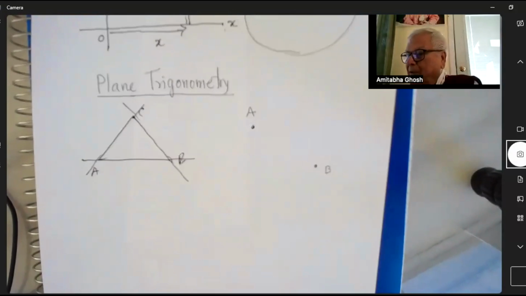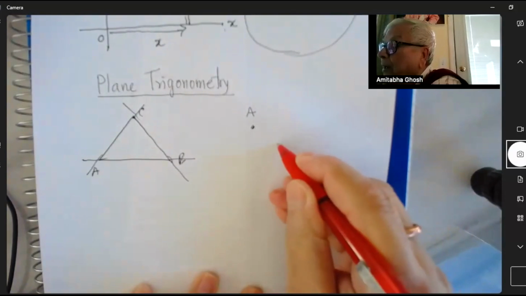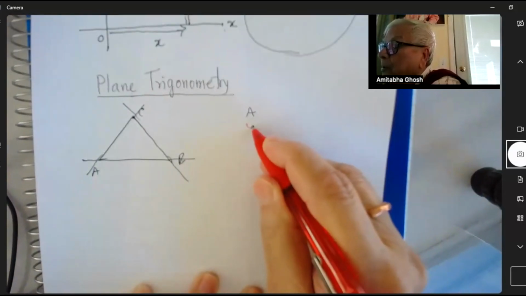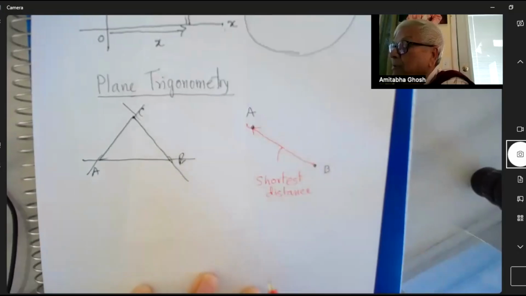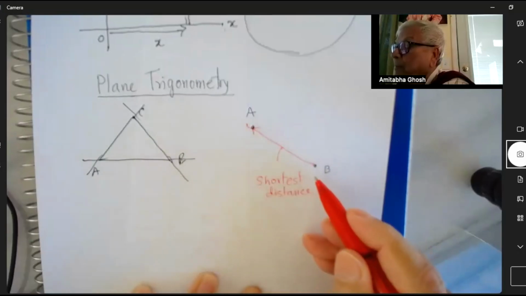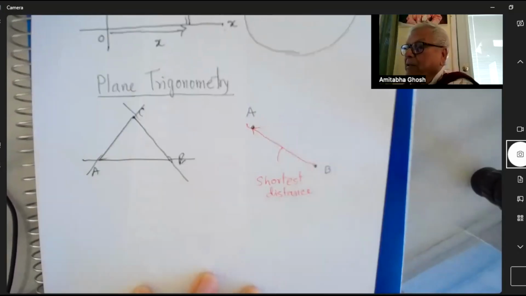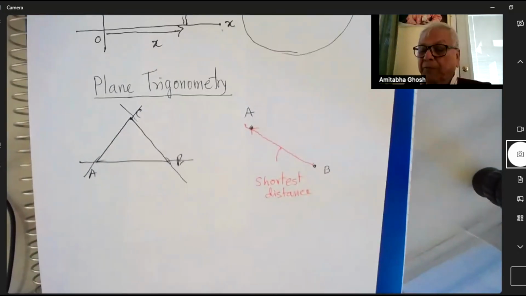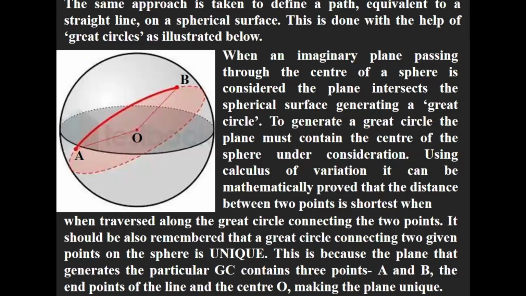You know that it is the locus of a point. If you go from here to here, which will be the shortest distance. So the shortest distance between two given points is found by joining them by a path, which is called a straight line in the plane. The same kind of definition is used to define a straight line on a spherical surface. So this same approach is used to define a straight line. So let us see this.